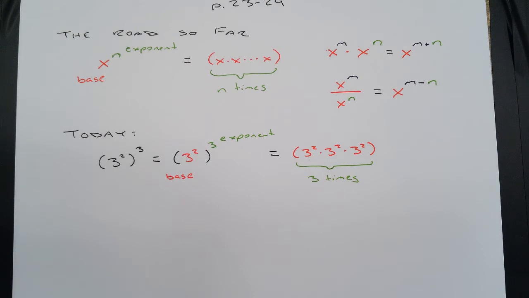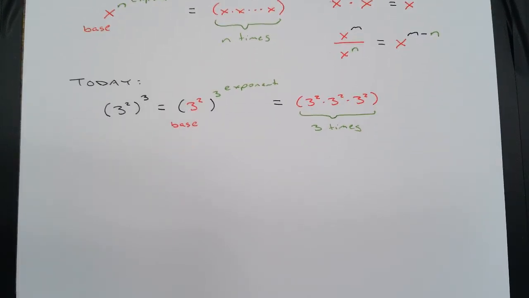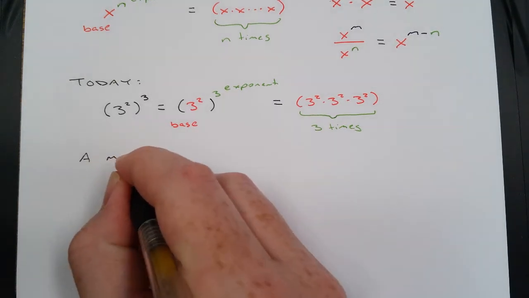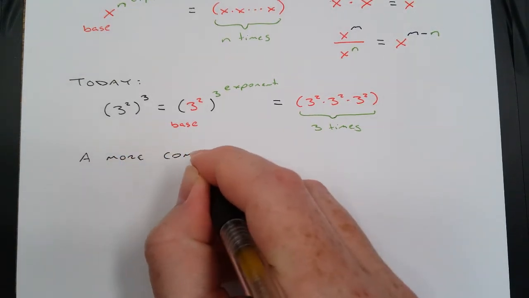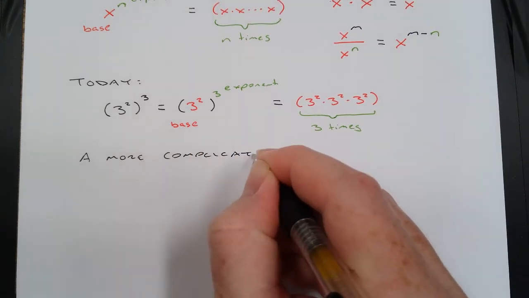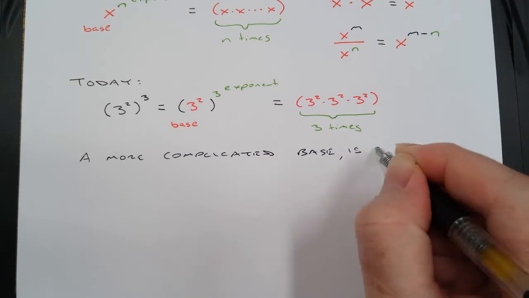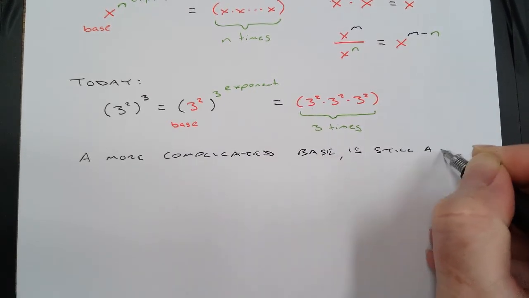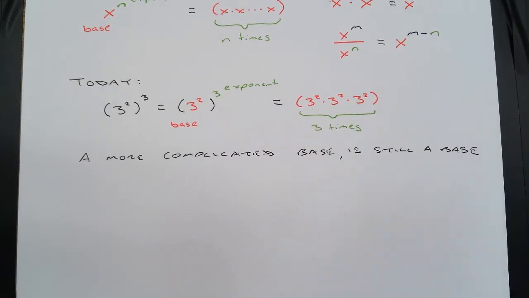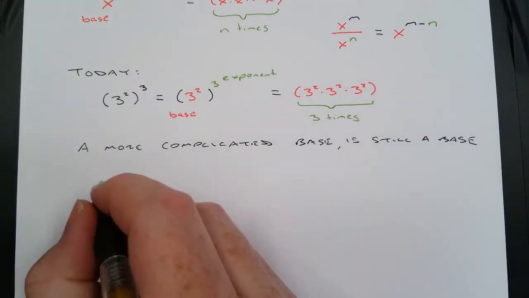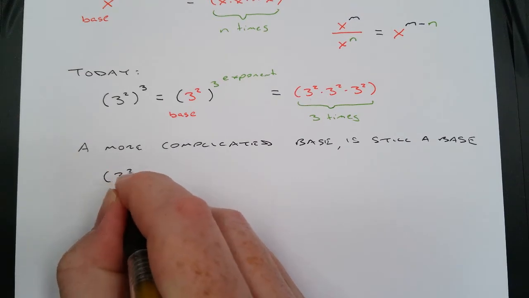What's important to remember about this is that even though the base is more complicated, it's still a base. A more complicated base, even one with an exponent in it, is still a base. So let's solve this one. I did the first step here. Let's keep going. 3 squared to the third.